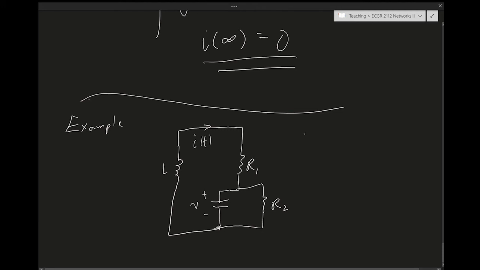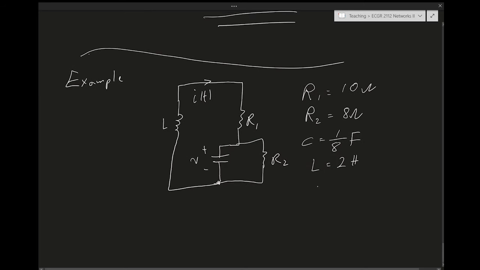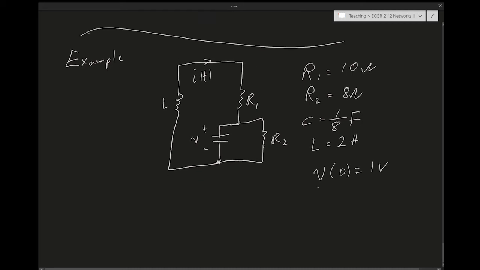The given parameters are R1 equals 10 ohms, R2 equals 8 ohms, C equals 1/8 of a farad, and L equals 2 henries. And the given initial conditions are V0 equals 1 volt, the voltage across the cap, and then I0, which is the inductor current, equals half an amp.